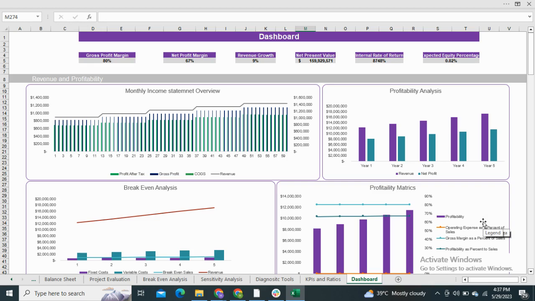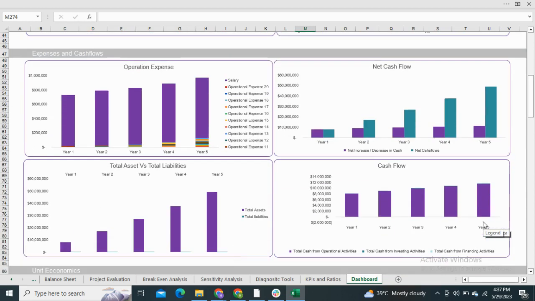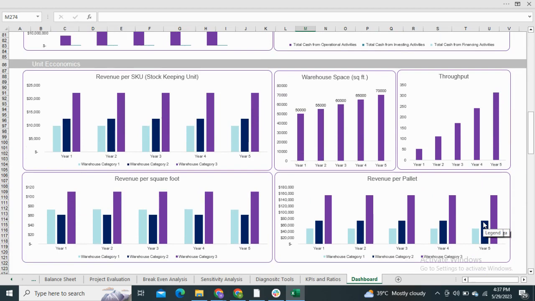In the last, we have the dashboard, which shows the most relevant financial graphical representation of the model and depicts the key financial metrics for the better understanding of performance measures. It also shows the graphs for the unit economics.